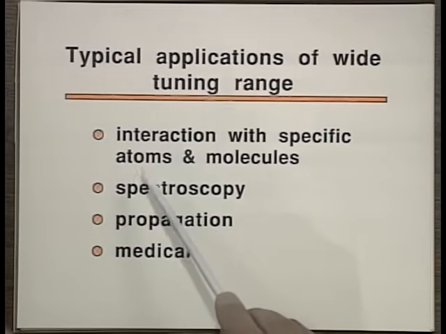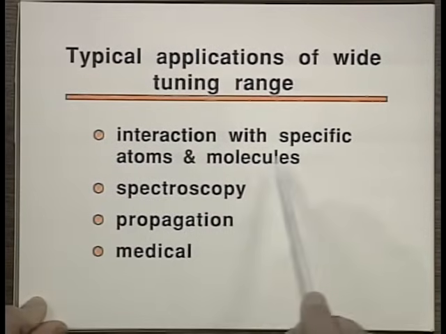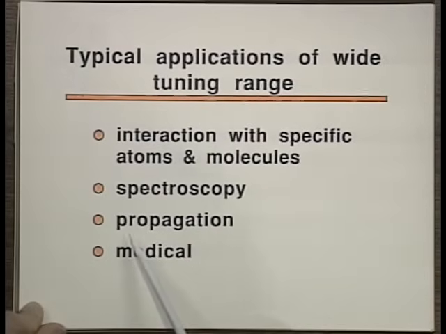Now, the applications of wide tuning range could be in the interaction with specific atoms and molecules, where you need to tune the light source to reach their resonances and so on. In studying the structure of atoms, molecules, solids, and so on, you need a widely tunable source in the area of spectroscopy. Then for propagation, sometimes, if you want to dodge certain molecules in the atmosphere or in the water, you need to tune the laser away from the absorption of these molecules or atoms. And in medical applications, sometimes you need to tune the laser so that it's at the right wavelength for interacting with tissue or what have you.